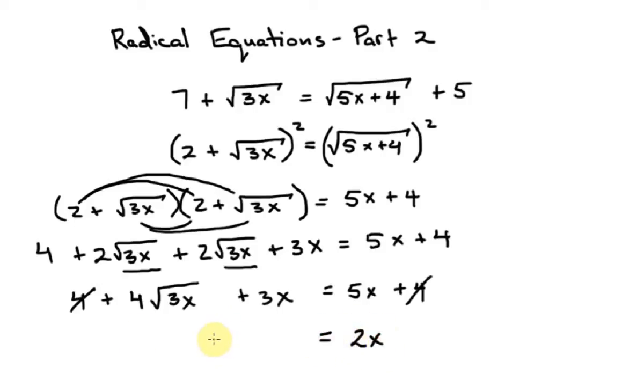And then here I've got 4 times the square root of 3x. Okay, now I've kind of isolated the radical. There's a 4 in front, but I don't want to get into fractions, so I don't want to divide by it. I'm just going to leave it. And now what I'm going to do is I'm going to square both sides, and that's going to get rid of the radical.